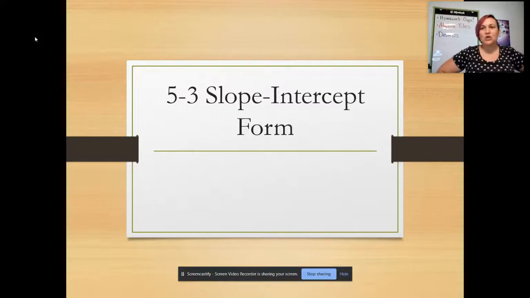Hi guys! So this is going to be our last video about writing an equation in slope-intercept form. In this video, I'm going to give you an equation that has already been written, but it's not going to be in slope-intercept form. And so our job is going to be to change it into slope-intercept form. Let's do a couple examples.